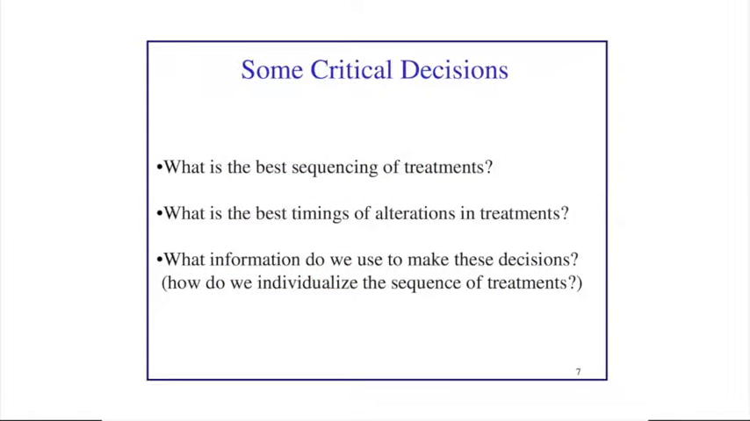So we want to use evidence to deal with certain questions. And three questions that arise over and over again when you're thinking of an adaptive intervention is, what is the best sequence of treatments? What treatment should I provide first? If they don't do well, what treatment should I provide second? On the other hand, if they are doing well, what treatment should I provide second?